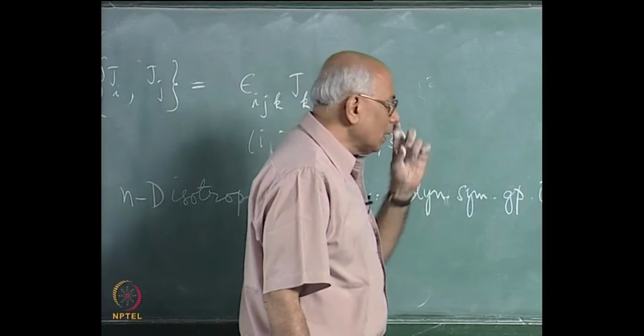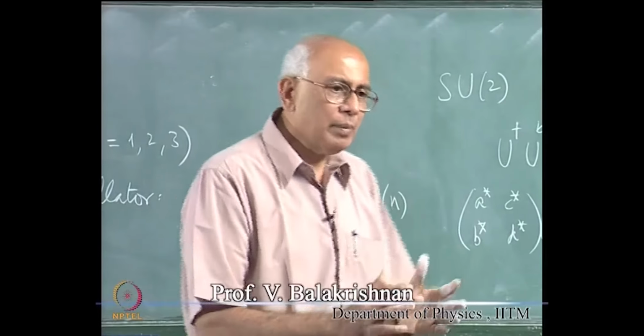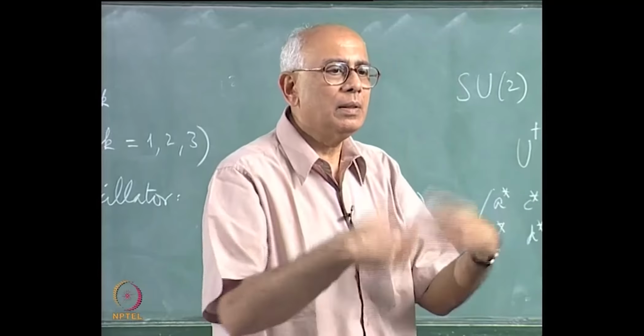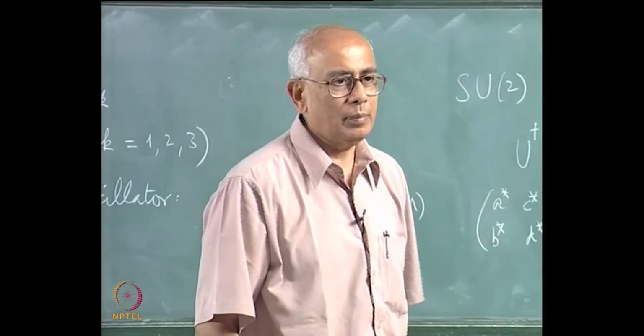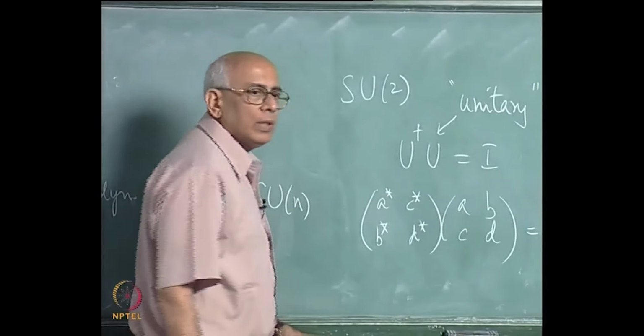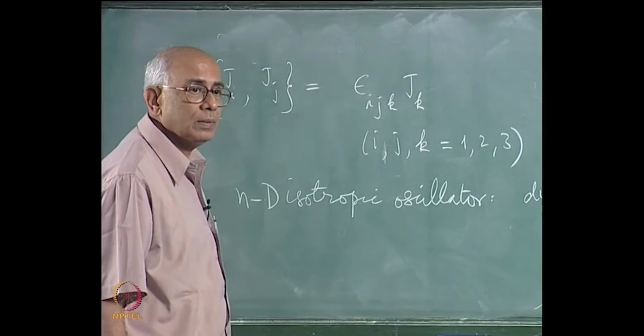In other words, any element of this group is found by taking certain special matrices, multiplying them by parameters and exponentiating these matrices, and that gives me a finite element, and that is called a generator of the group. So there are 3 generators, and that is exactly the number we found here, 3 generators.